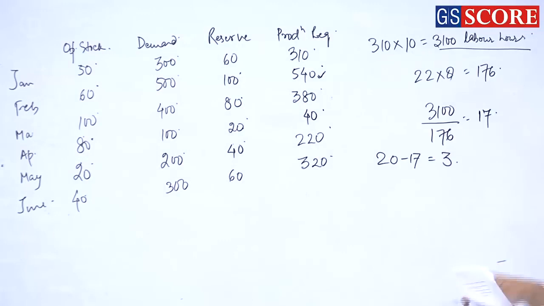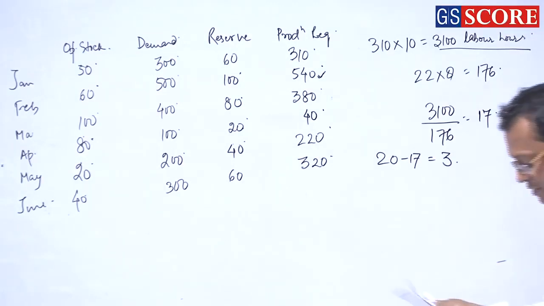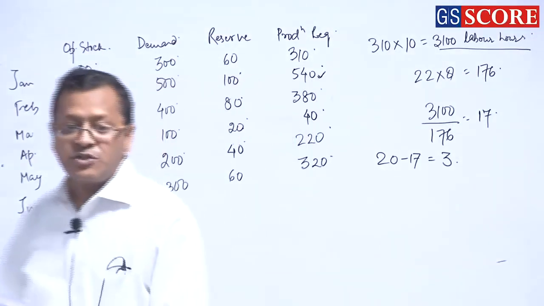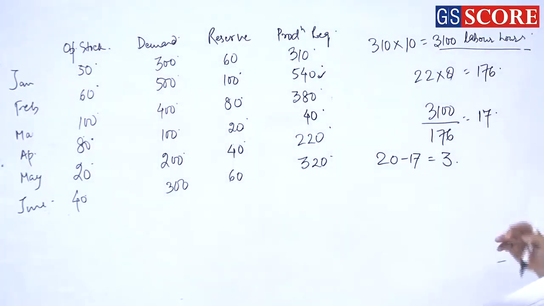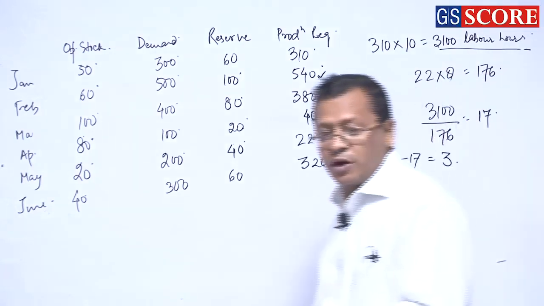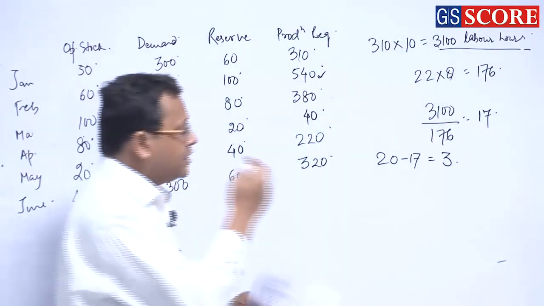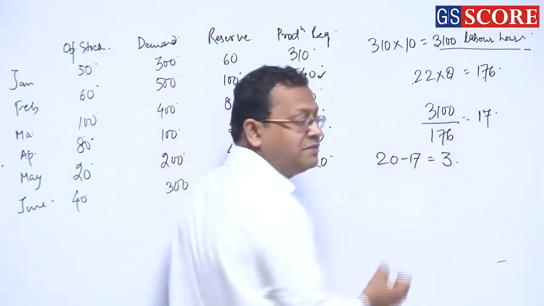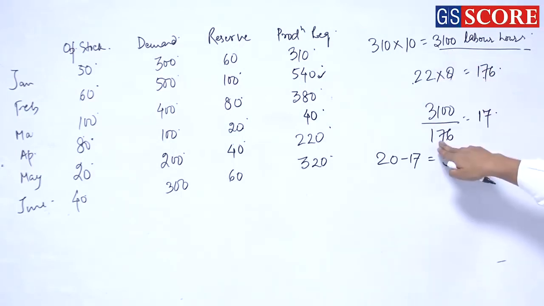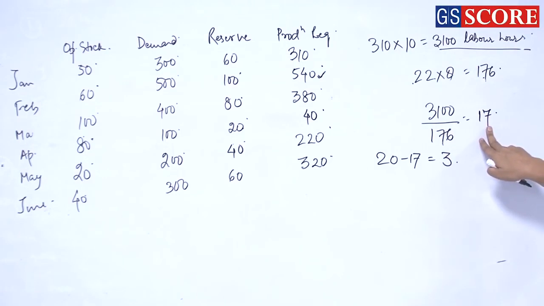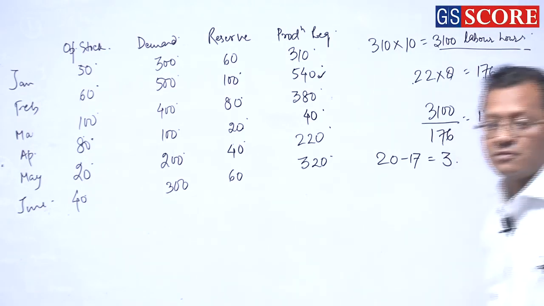So 310, it says there are how many labor hours? 10 labor hours. So 310 into 10 is how much? 3100 labor hours are totally required. There are 22 days per month, and if a worker works 8 labor hours per day, the requirement is 22 into 8, which is how much? 176. So to cover 3100, how many laborers are required? 3100 by 176, that is approximately 17. So 3 workers have to be laid off.